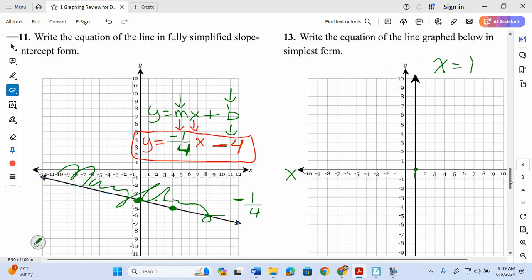Another way to think about that is, look, every single point on this, if we wrote the points, that point is 1, 4. That point is 1, 5. That point is 1, 7. They all have x equals 1. Obviously, same thing on the horizontal with the y equals.